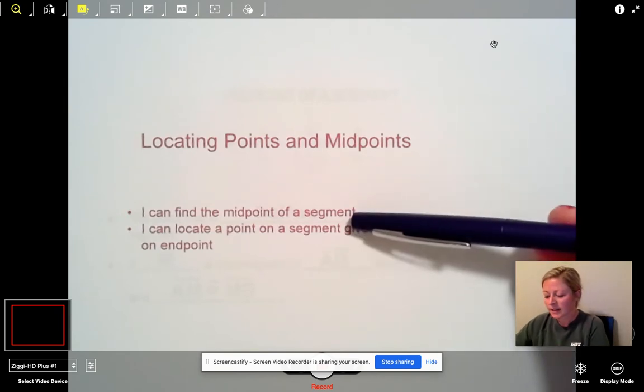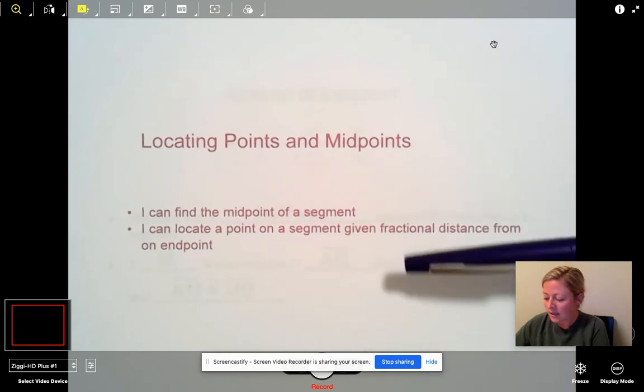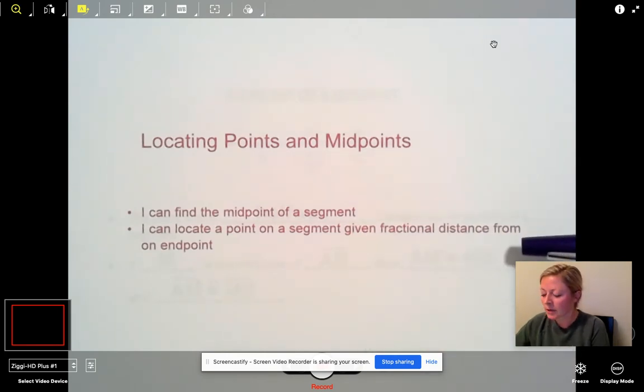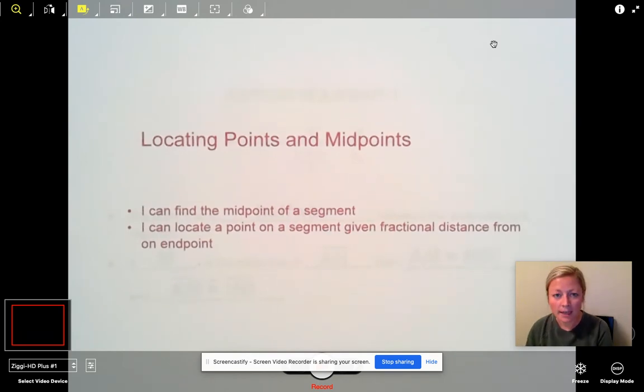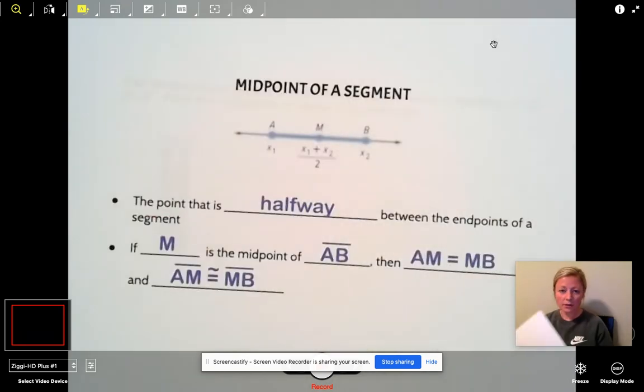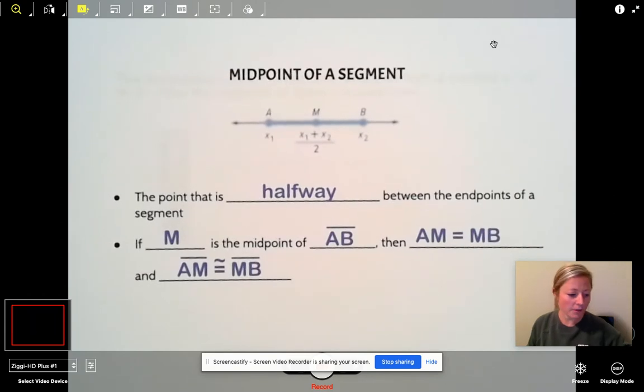The first thing, finding midpoints, is very simple, very easy. This second part, though, is a little more tricky, but it's not too terrible once you get the hang of it, okay? So here we are, folks.